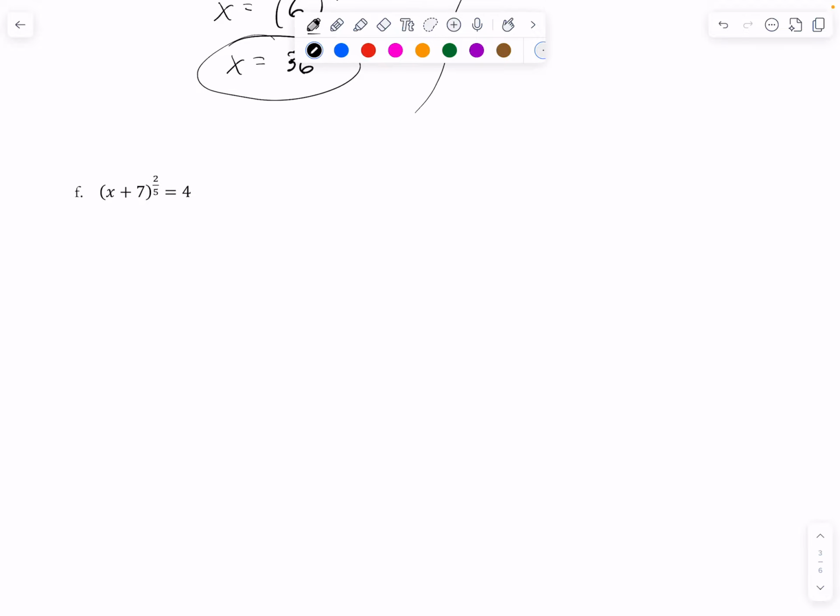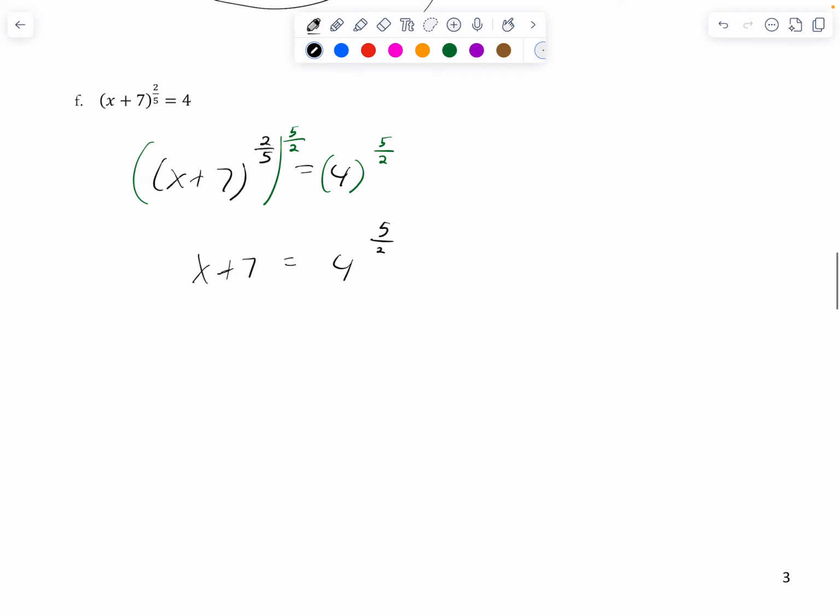So we have x plus 7 raised to the 2/5 power. I'll write it again, just so I have room. So to get rid of that power, I'm going to raise both sides to the reciprocal, which is 5/2. So that's going to be x plus 7, right, to the 1st power, so I don't need to write anything else. And then this is 4 to the 5/2 power. Let's go ahead and write that with a radical. So that's the square root of 4 to the 5th power.